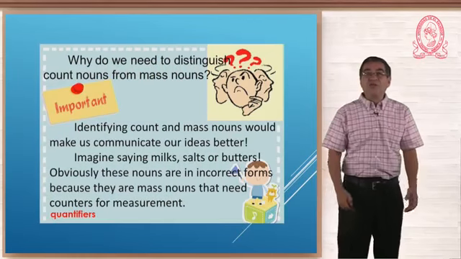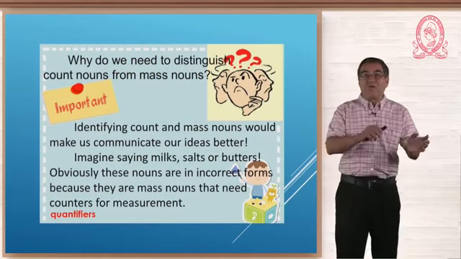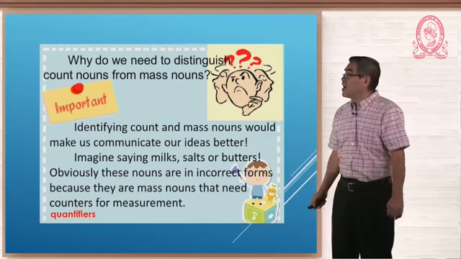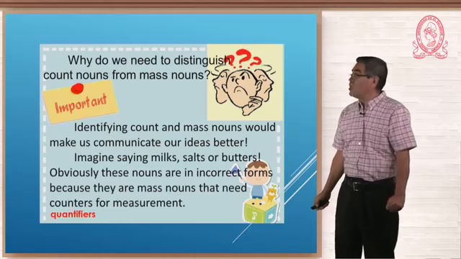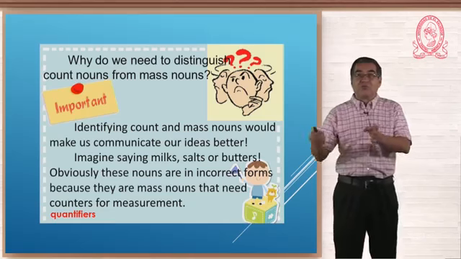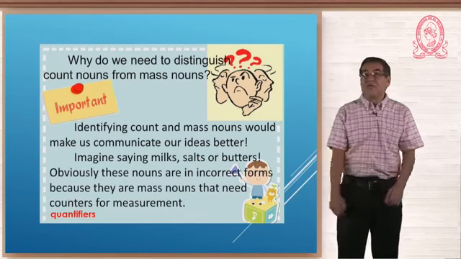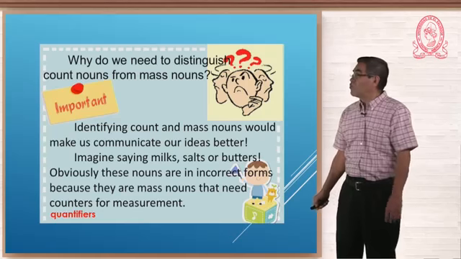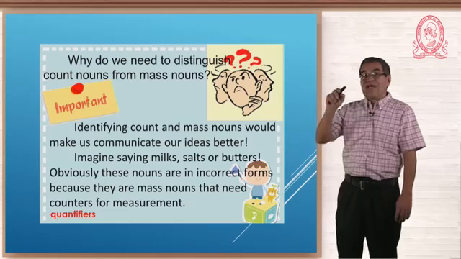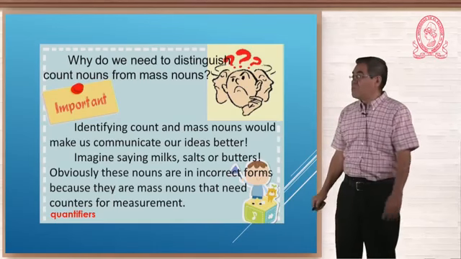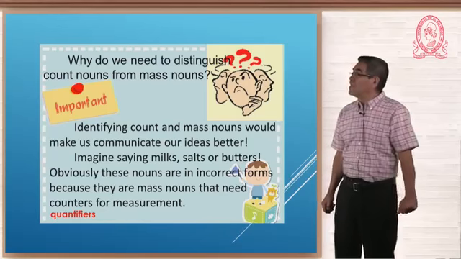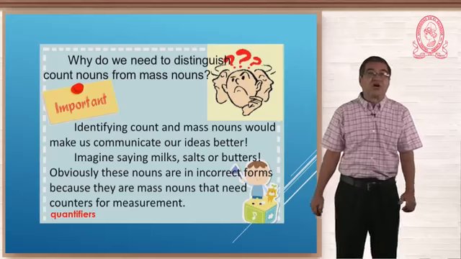Now, why do we need to distinguish between count nouns and mass nouns? Here you have the answer. Identifying count and mass nouns would make us communicate our ideas better. Imagine saying milks, salts, or butters. No. Obviously, these nouns are incorrect forms because they are mass nouns that need counters. It is to say, quantifiers for measurement. Now that we have studied these basic concepts, let us continue with our grammar charts.